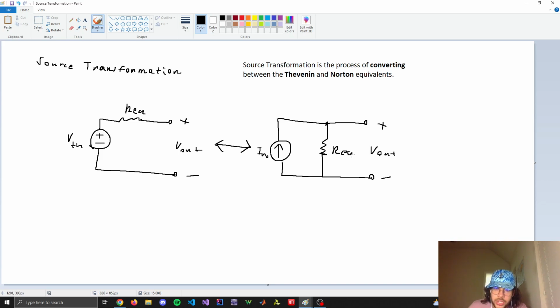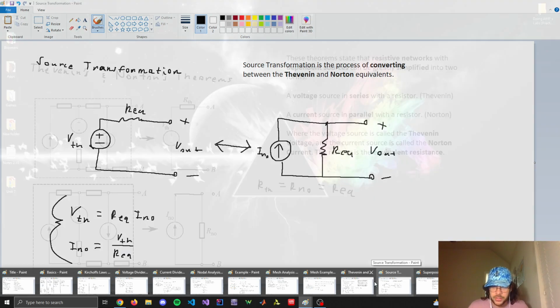This is REQ. And so we wish to transfer between these two circuits. How you do that would just be Ohm's law, which is very nice. It says VTH is equal to REQ times I NO. So that's how you solve for the Thevenin voltage, or in other words, the Norton current is going to be VTH over REQ. So these two equations are the ones you would use to transfer between these two circuits, called source transformation. It's a really powerful tool to solve resistive networks.